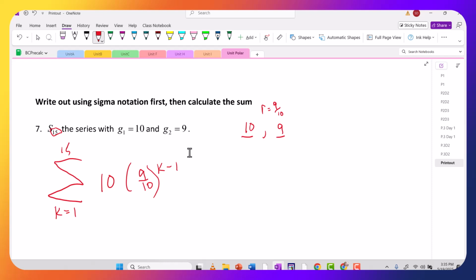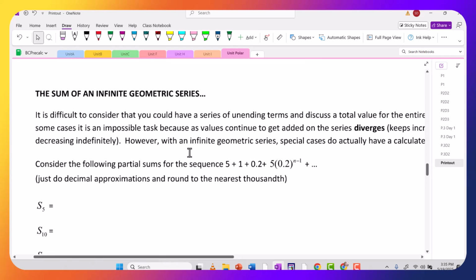So it does work. Or you could do K equals 0, but then unfortunately you'd have to go to the 14th. That's 15 terms. And then it would be 10 times 9/10 just to the K. And there's your two options, all right, on that one. And then calculate the sum. I already showed you how to do that, so I'm not bothering you with that.